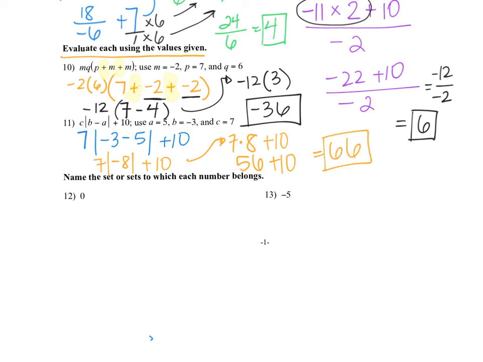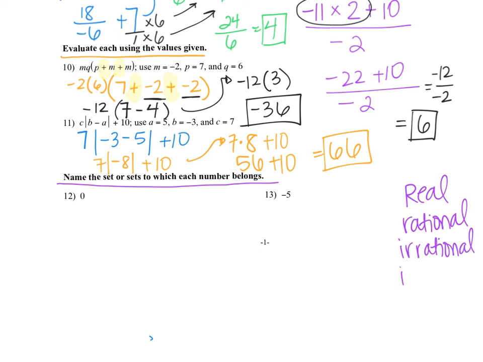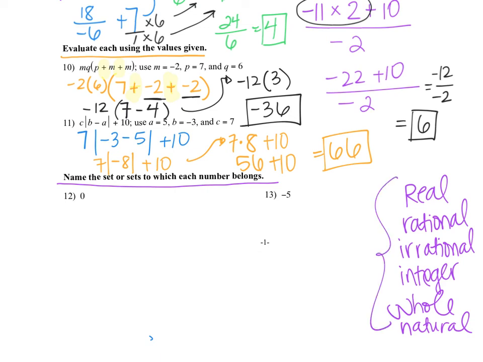Now for the next section, it says name the set or sets to which the number belongs to. That's your real, rational, irrational, integer, whole number, whole, and natural numbers. So let's start with 12. If you are confused about these definitions, there are your notes online. You can Google it if you wanted to, or check my notes out on Teacheries.